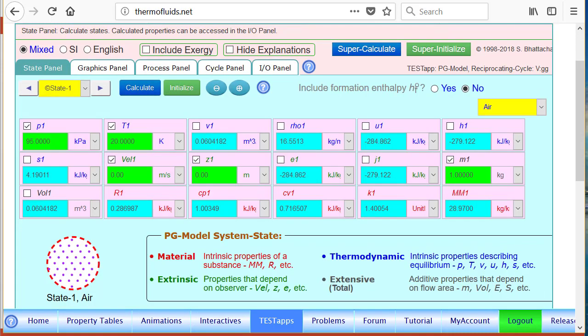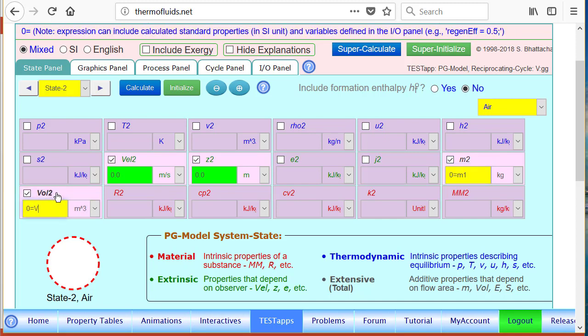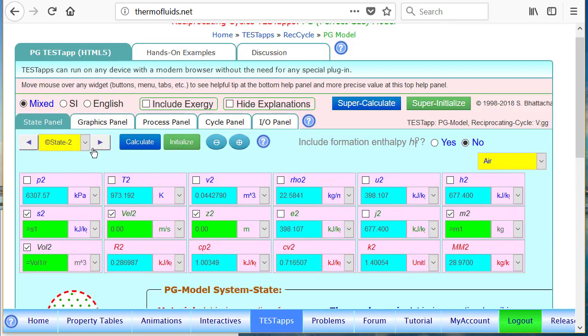So now we can go back and calculate state 2, knowing that mass, of course, remains constant, m2 equals m1, and volume will become. To save time, I have already calculated the other states in a separate panel. I'll just lead you there. So state 2 and state 1 we have just finished. For state 3, let me walk you through what I have done.